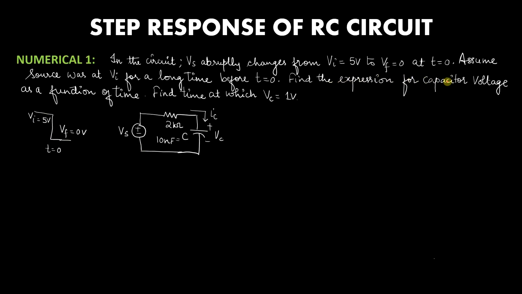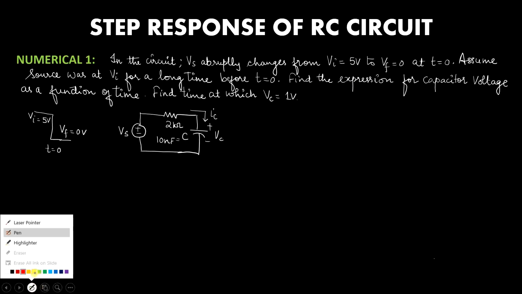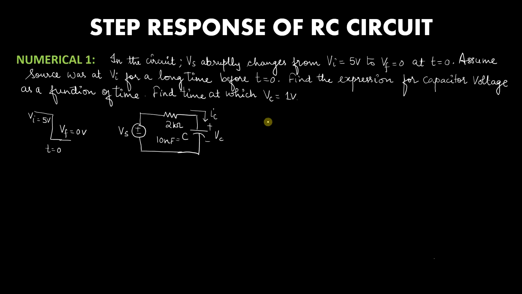And we need to find the expression for capacitor voltage as a function of time. That means after the source voltage changes from Vi to Vf at time t is equal to 0, what would be the complete expression for capacitor voltage? We have seen this particular expression in the previous tutorial, that the capacitor voltage can be expressed as Vc of t is equal to Vf plus (Vi minus Vf) into e power minus t by tau, where tau is the time constant given by R into C for an RC circuit.